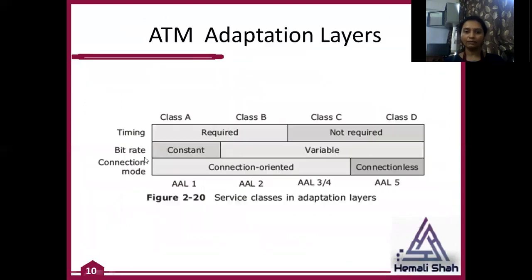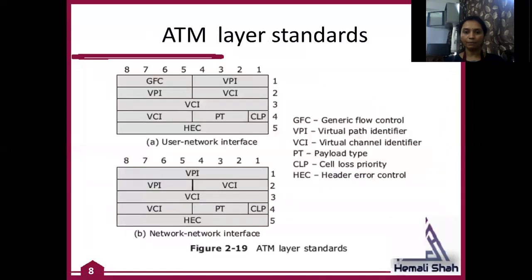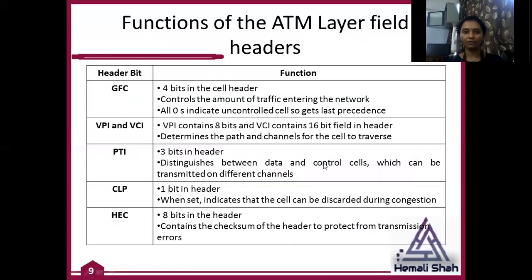PTI means the payload type. This payload type uses 3 bits, and basically it is used to distinguish between data and control, whether the payload is for data or control cells, because sometimes you may have to send information between the nodes. So whether it is a control cell or a data cell, an actual data cell, which can be transmitted over different channels.